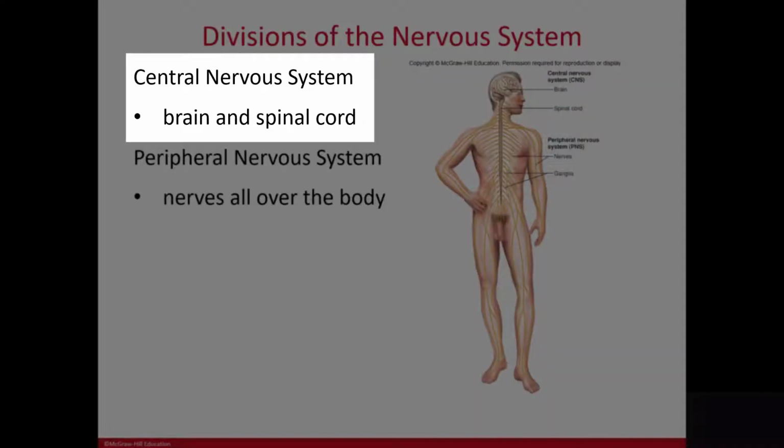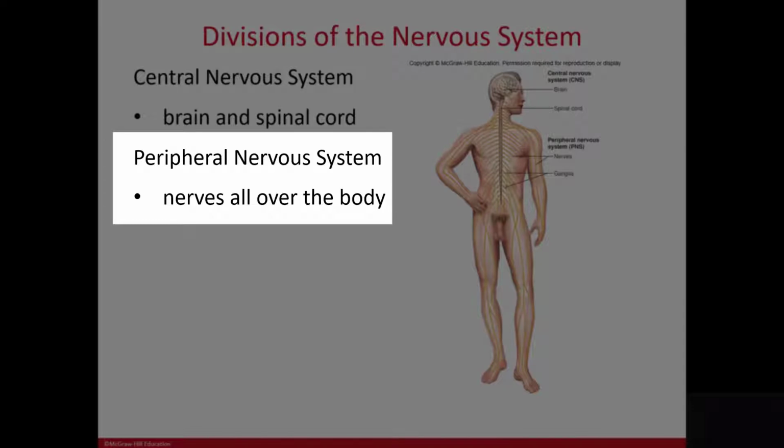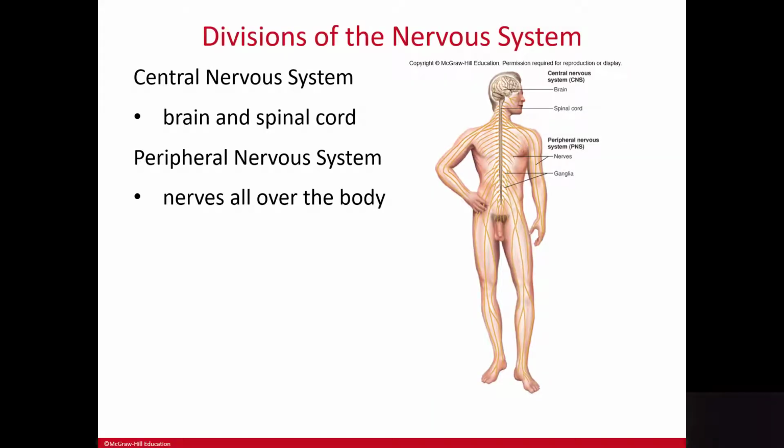The central nervous system consists of the brain and the spinal cord, and the peripheral nervous system consists of everything else. All the neurons, the nerves, the ganglia, and the plexus, everything outside of the central nervous system is considered the peripheral nervous system. So the central nervous system is easy. It's just the brain and the spinal cord. We'll talk more about the anatomy of the brain and the spinal cord a little bit later. The peripheral nervous system is a little bit tricky because it has more subdivisions.